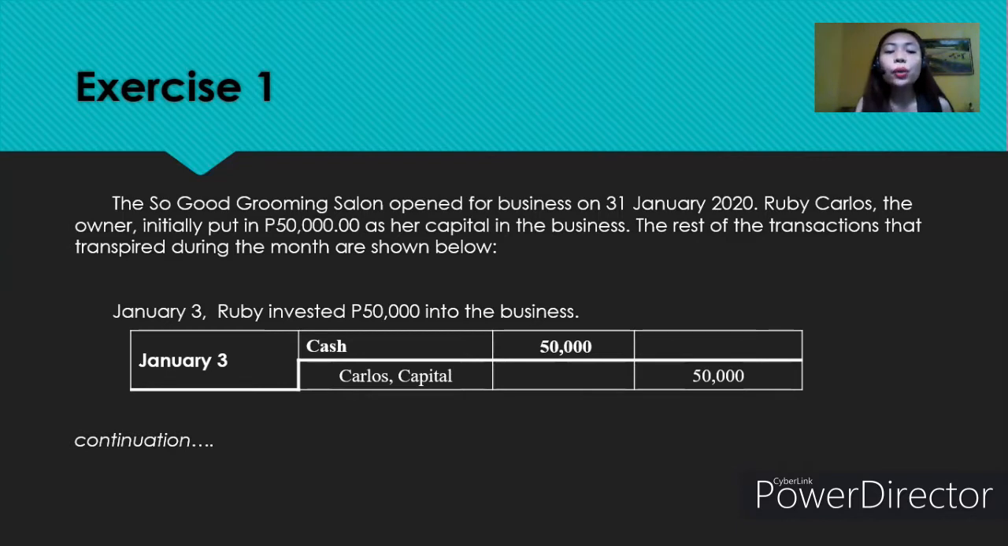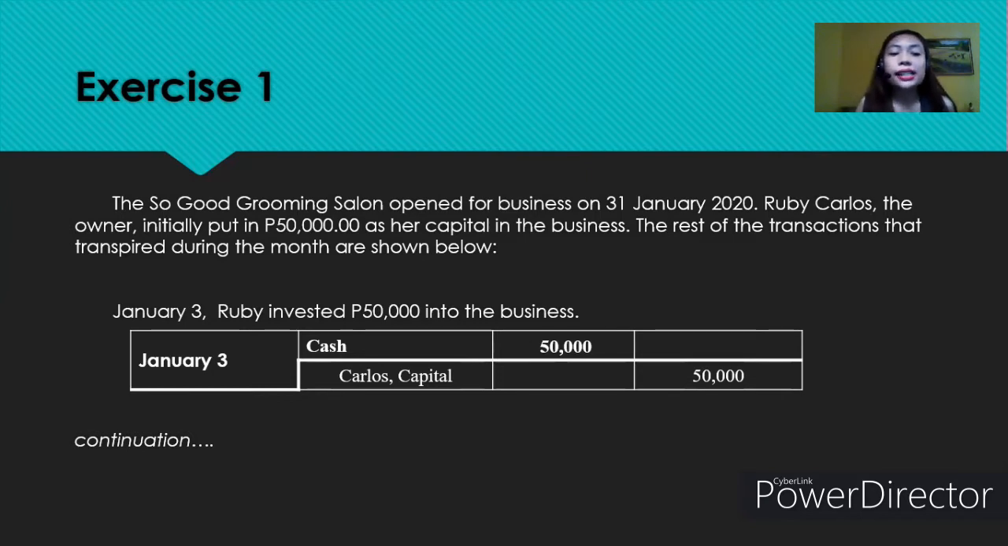So, how are we going to journalize the transaction? The first thing you have to do is don't forget to write the date. So the date of the transaction will be January 3. Okay, so what are the accounts which are important in this transaction? Take note, guys. Since Ruby invested 50,000 into the business, definitely the accounts which we're going to use are the Cash and Carlos Capital accounts.